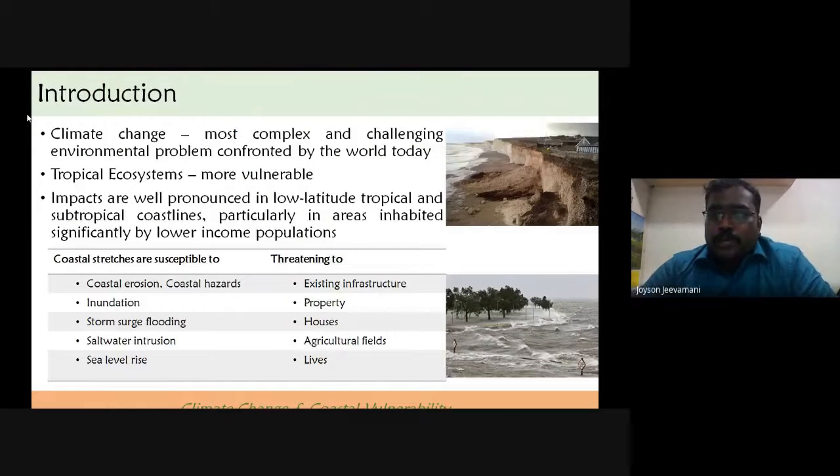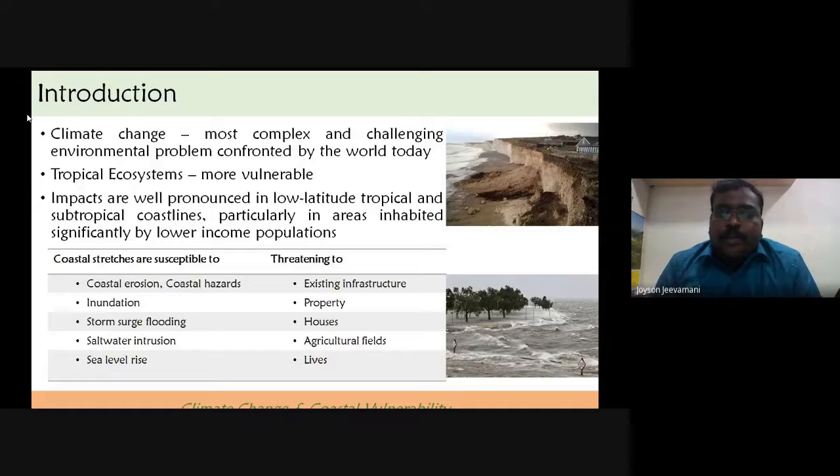Over the workshop, you have all been hearing about what climate change is, what the impacts are, and those things. So this slide is just a brief introduction on climate change impacts and how it is affecting our environment. Especially we are living in India, we have a tropical ecosystem. It is more vulnerable to climate change. And especially when we talk about the low latitude tropical and subtropical coastlines, we are very much susceptible to climate change impacts.